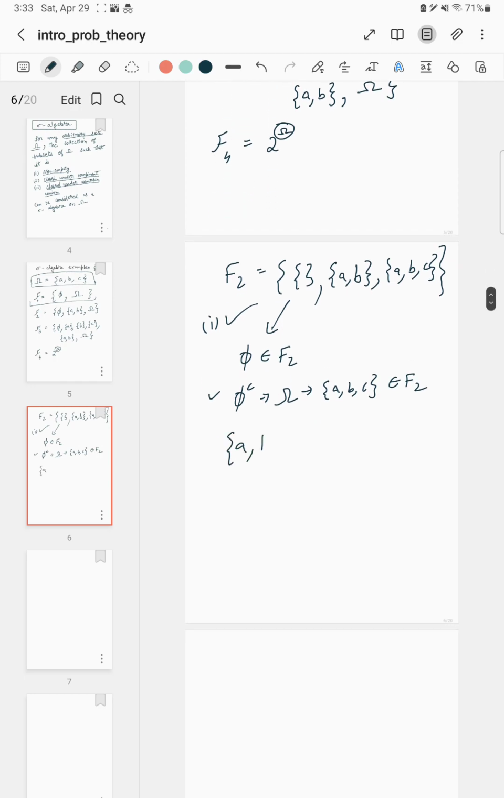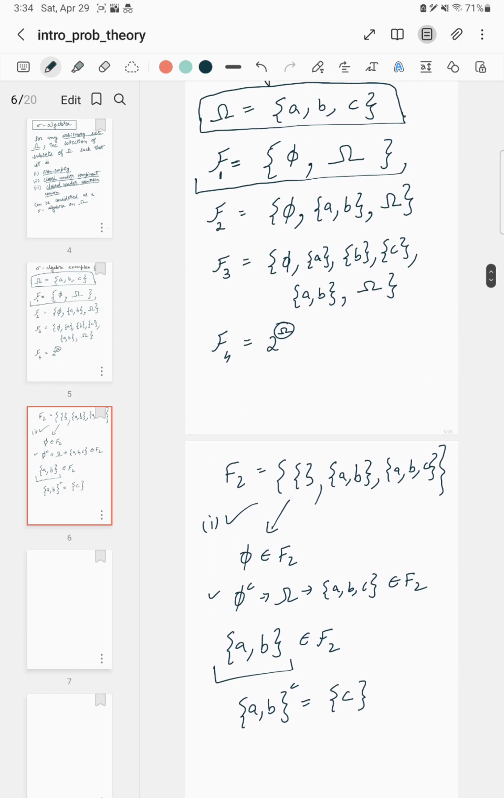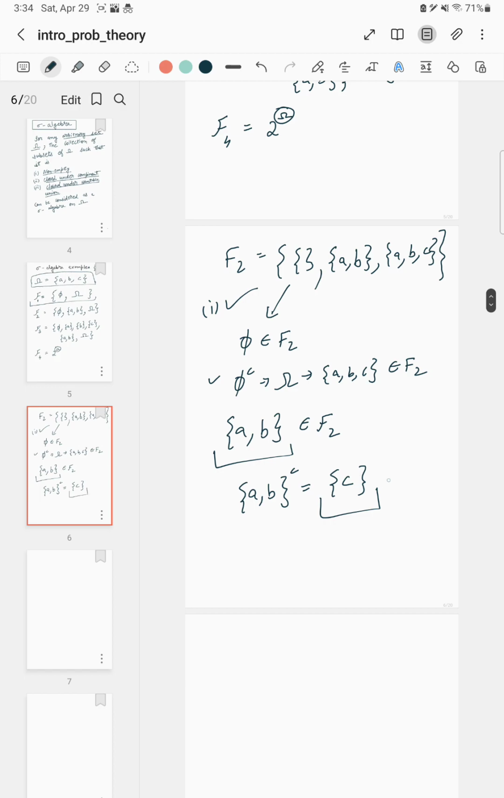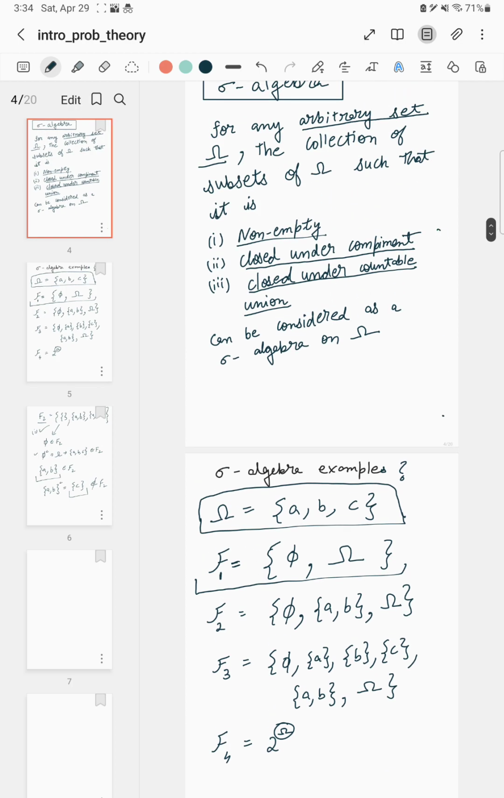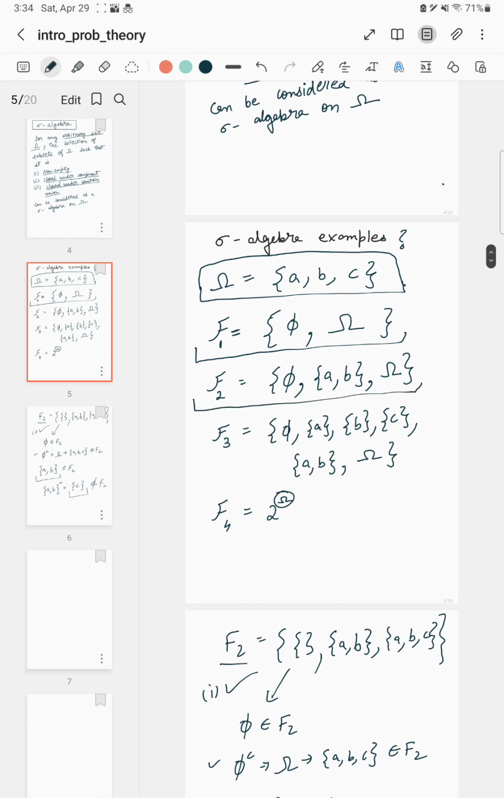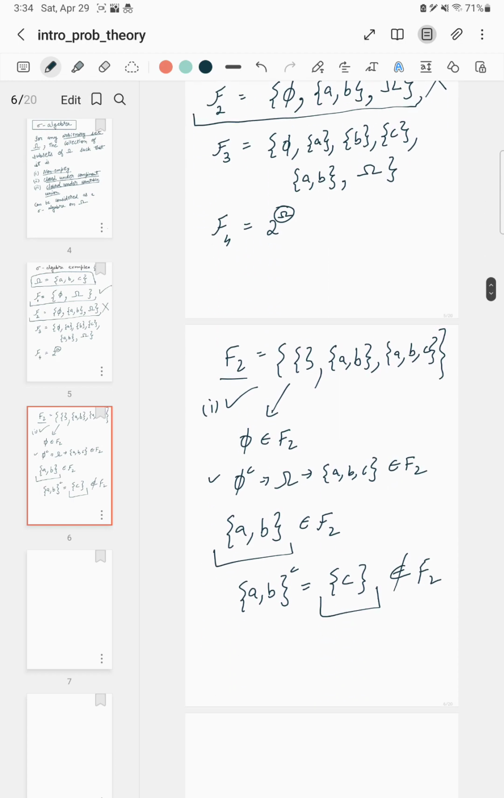Now let's check if this property is satisfied for the set AB. So this belongs to F2, and the complement of AB would be the set C. But we can see that this set is not present in F2. Hence this F2 is not closed under complement. So since it does not satisfy the second property, F2 cannot be considered a sigma algebra on omega. So F1 was a sigma algebra on omega, but F2 is not a sigma algebra on omega.